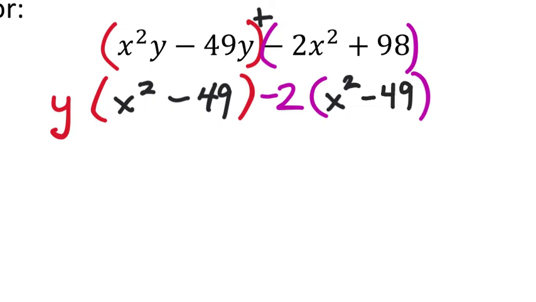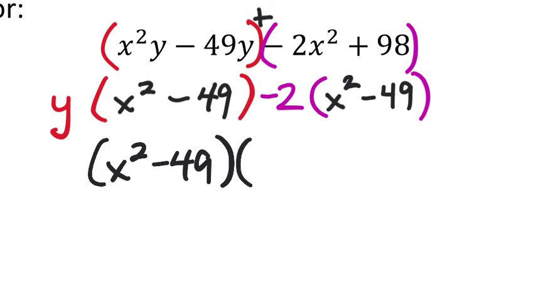And like we said before, we're kind of looking to see a match between what I have in the red parentheses and now the purple parentheses, right? So what do we got then? Well, I got this x squared minus 49 from both of the terms. And then what do I got left? Well, we got y minus 2. Well, y and negative 2, so y minus 2, okay? So something like this.